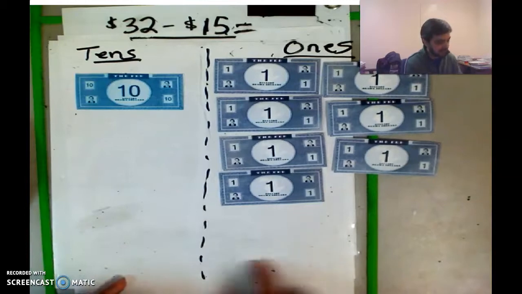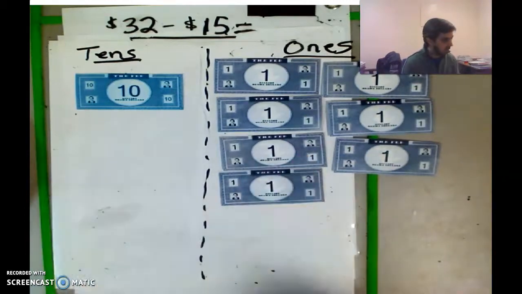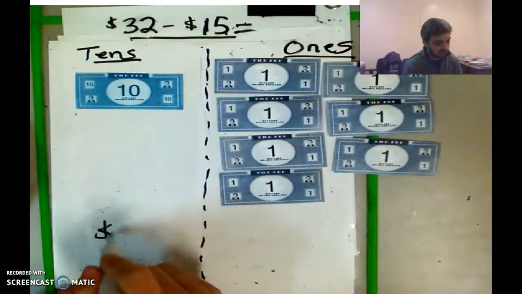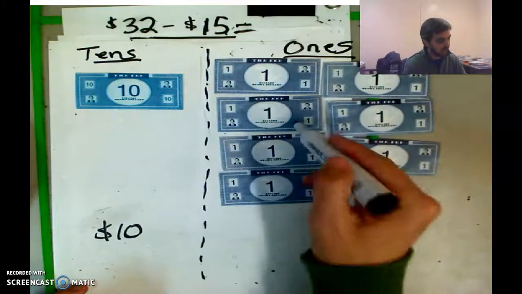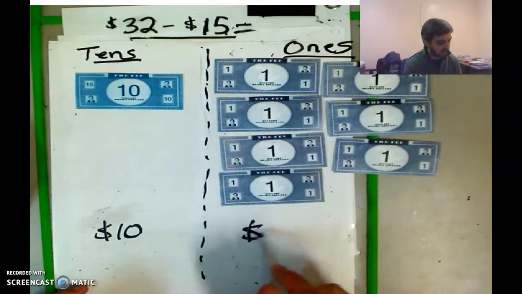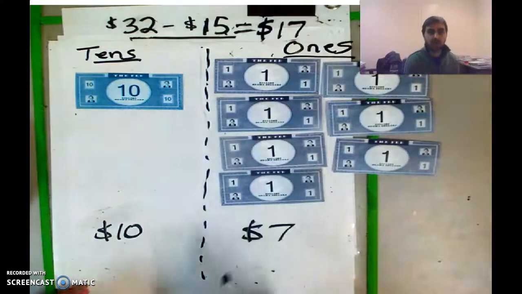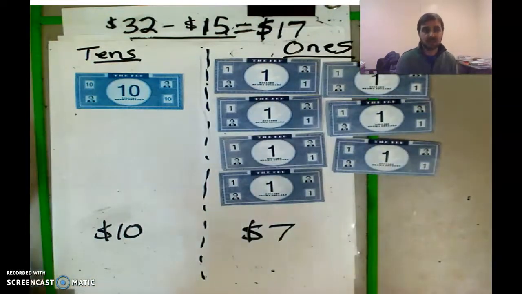All right, so I did that. And how much am I left with? Well, let's take a look. I'm still left with a 10. So I still have $10 here. And I have 2, 3, 4, 5, 6, 7. Okay, so I still have $17. So $32 minus $15 is $17.